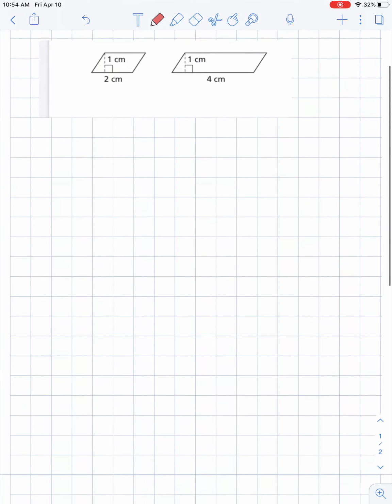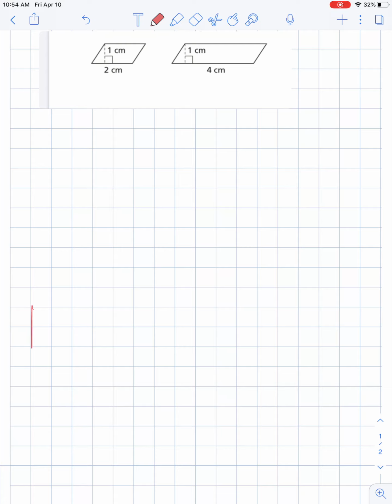So really quick review, and here I'll do the review at the bottom. We've already talked about finding the area of a rectangle, right? And this is 2 by 3. So we find the area of a rectangle by doing length times width. So the area of this one is 6 units squared.